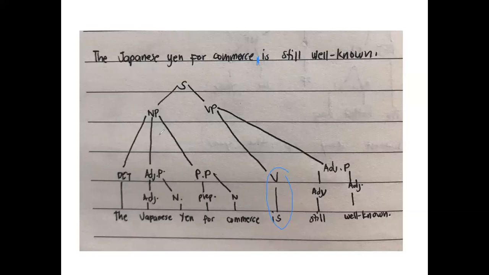In case you are confused about why I did not put an adjective phrase under it, I mean, I did not draw it. Maybe you are confused by my drawing here. Okay, maybe you are confused why the for commerce is not under the Japanese yen. Because as we read it bit by bit, we have the Japanese yen for commerce. We can actually exclude for commerce. We can have the Japanese yen is still well known. It's still understandable, and it still has a complete thought.